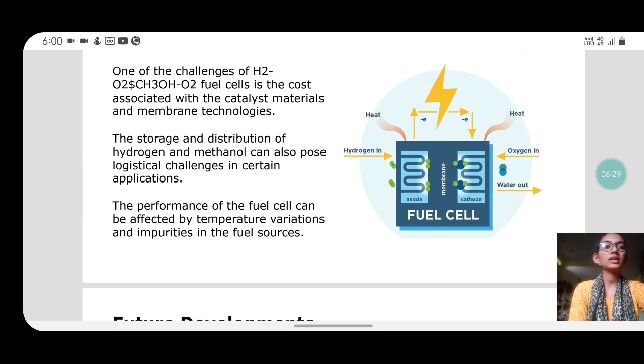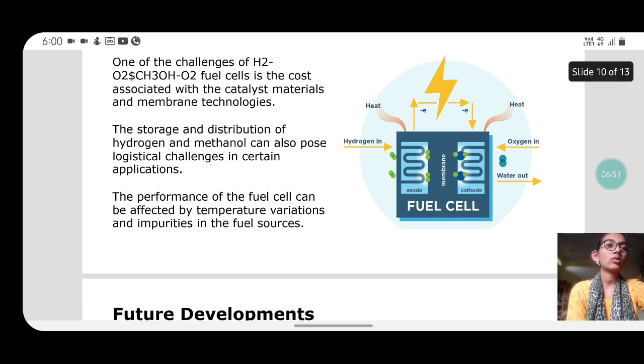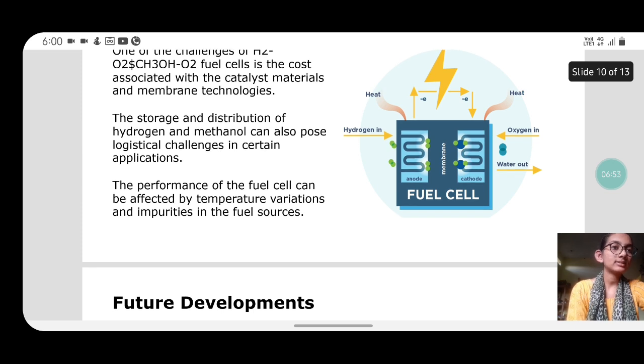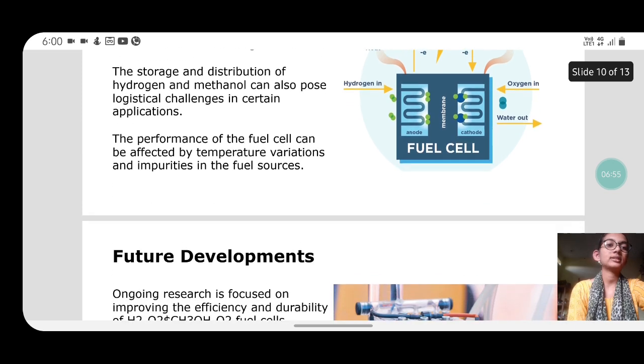You can observe here in the fuel cell, on the right side hydrogen and oxygen enter. It's the anode. In the middle is a membrane, and on its left side it produces heat, and from one side oxygen. The byproduct is water. It's the cathode.